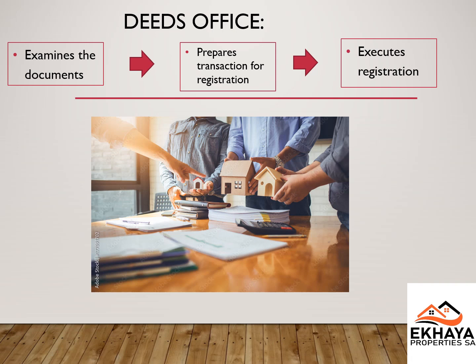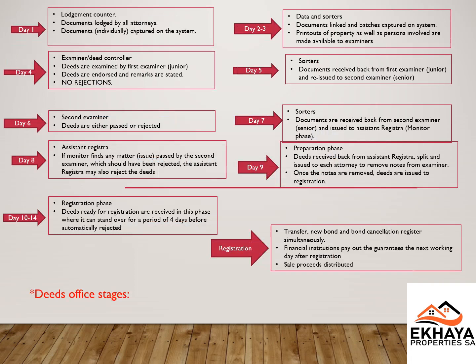But what really happens at the deeds office? On day one at the deeds office, it goes to the lodgement counters. The documents are lodged by all the attorneys that we explained before. The documents are individually captured on the system. On day 2 to 3, the documents are linked and batches captured on the system. The printout of the property as well as the persons involved are made available to examiners.